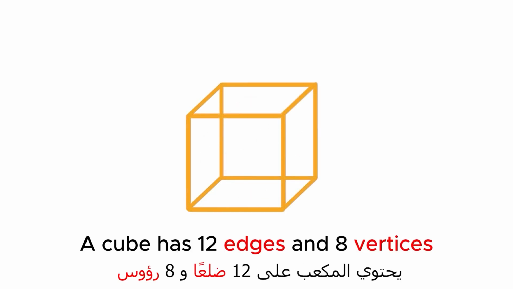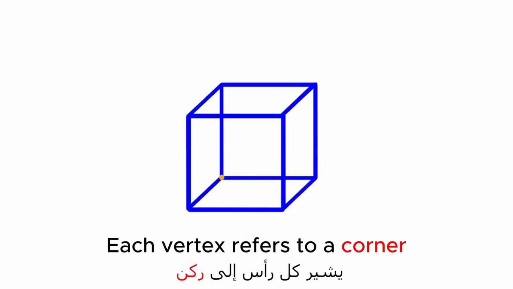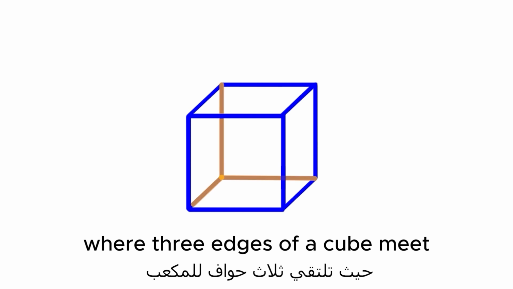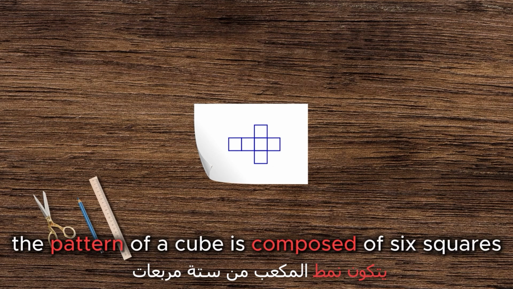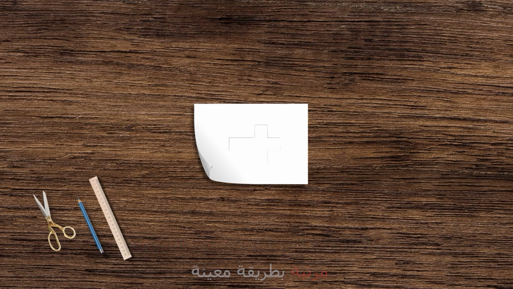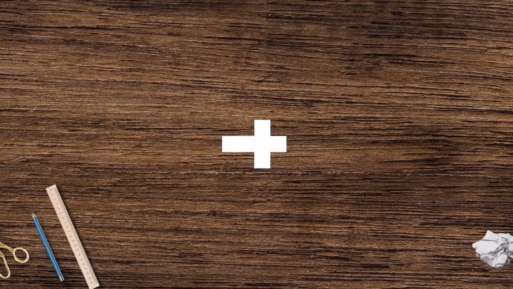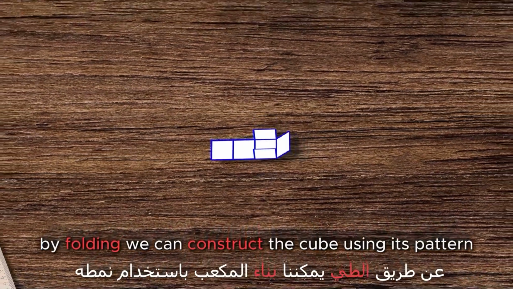A cube has 12 edges and 8 vertices. Each vertex refers to a corner, where 3 edges of a cube meet. The pattern of a cube is composed of 6 squares, arranged in a certain way. By folding, we can construct the cube using its pattern.